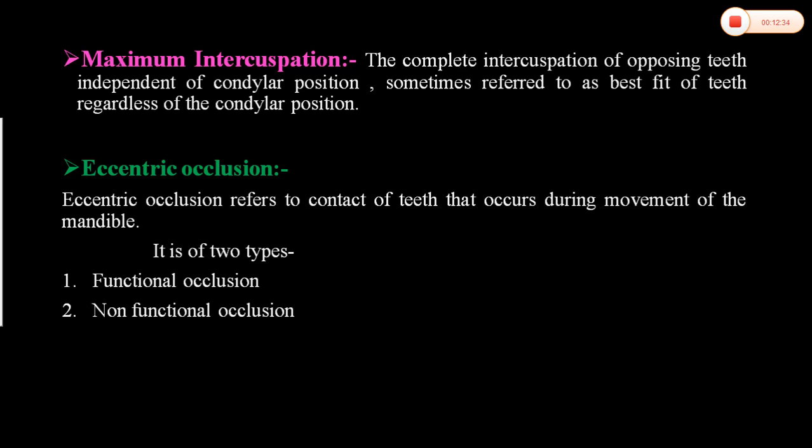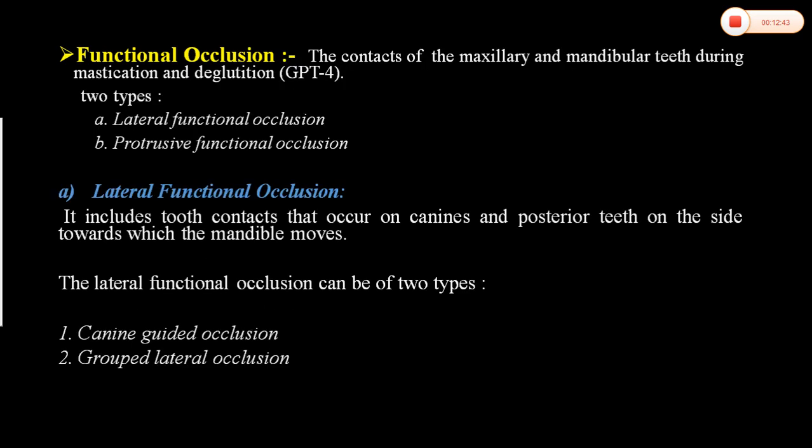Eccentric occlusion refers to contact of teeth that occurs during the movement of the mandible. It is of two types: functional occlusion and non-functional occlusion. What do you mean by functional occlusion? The contact of maxillary and mandibular teeth during mastication and deglutition. We have already seen this in articulation also. The contact of upper and lower teeth during mastication and deglutition is known as functional occlusion.